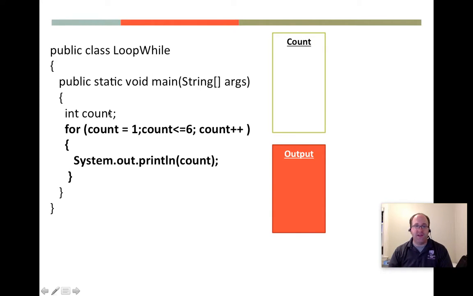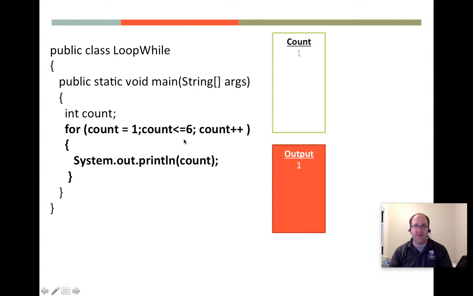I've declared this loop control counter here called count, and we will initialize it to 1. This loop will keep running as long as count is less than or equal to 6. And every time the loop iterates, we will add 1 to count. Okay, so to start, the value of count is 1. Cool. Is 1 less than or equal to 6? Yes, it is. Please print 1 on the screen.